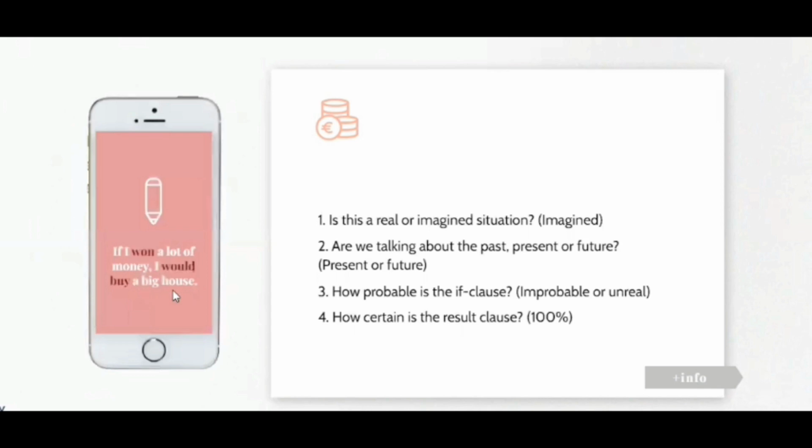The important question to ask is: is this a real or imagined situation? The answer is imagined. The second question: are we talking about the past, present, or the future? We are talking about the present or the future. How probable is the if clause? The if clause is more likely unreal, and the certainty of the result clause is up to 100%. But again, this is imagination.